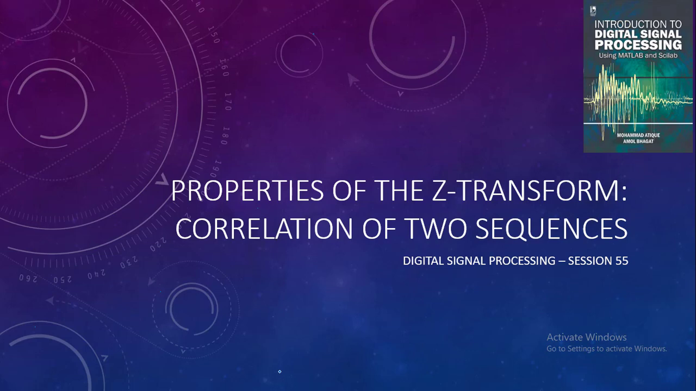In previous sessions, we were discussing the properties of the Z transform, where we saw the linearity property, time shifting, scaling in the Z domain, time reversal, differentiation in the Z domain, right? And in the previous session, we discussed the convolution of two sequences, right? So in today's session, we'll be discussing another property, that is correlation of two sequences. Okay, and we'll try to identify the correlation sequence by using this correlation property of the Z transform.